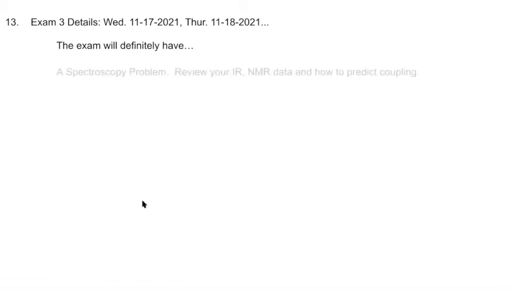All right, in the exam, we'll definitely have a spectroscopy problem. We always have that, right? So review your IR values, like, oh, what's that big strong one around 1700? Oh, carbonyl. Oh, it's got a signal in the proton NMR between 7 and 8. Oh, it looks like a benzene ring, that kind of stuff.